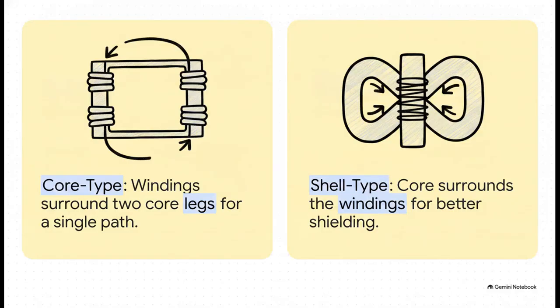Now, transformers generally route this flux in two primary ways. In a core-type transformer, the wire windings surround two vertical legs of the core, which creates a single magnetic path. But in a shell-type transformer, the core actually surrounds the windings, which sit right on a central limb. This shell-type design splits the magnetic flow into two parallel paths on either side. And why do that? Because it actually provides much better magnetic shielding and really cuts down on flux leakage.